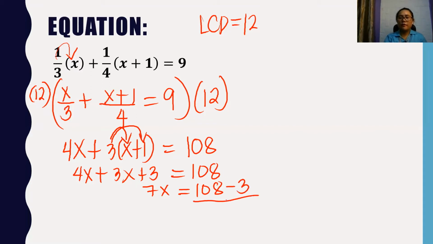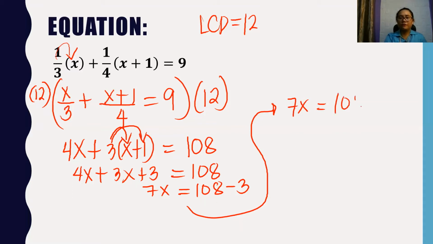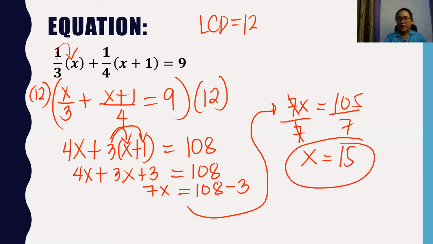Then we can still combine this. So we will continue here. 7x is equal to 108 minus 3. That would give us 105. Then, still, kasi hindi pa natin nakuha yung x value, therefore, may katabi pa na 7 si x, we will divide both sides with 7. So, we have canceled si 7. Ang naiwan na lang ay x. Therefore, 105 divided by 7, that would give us 15.